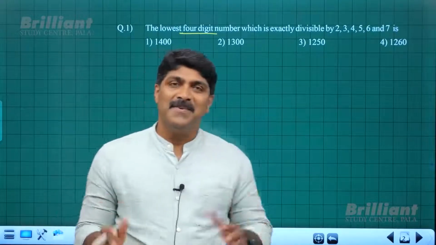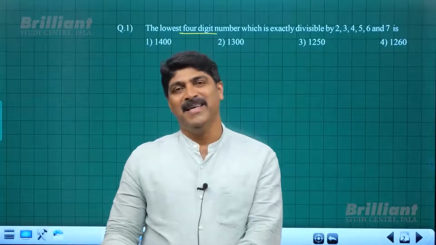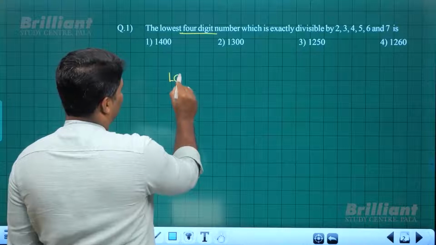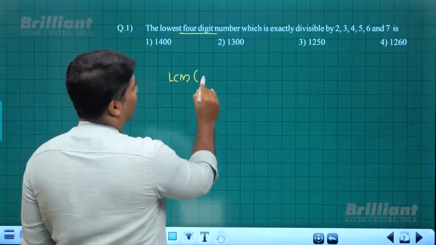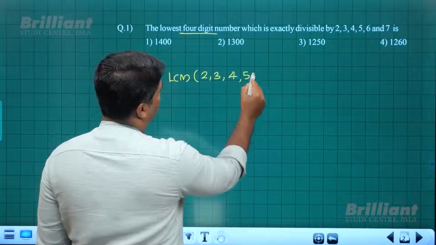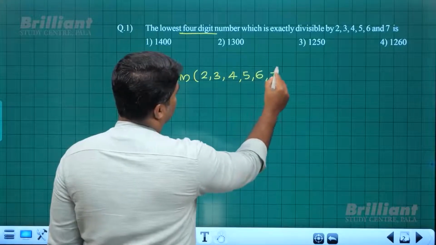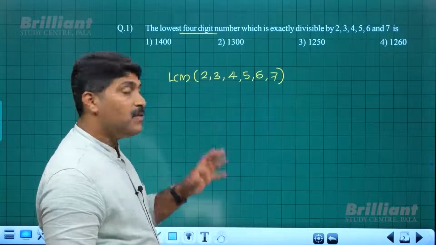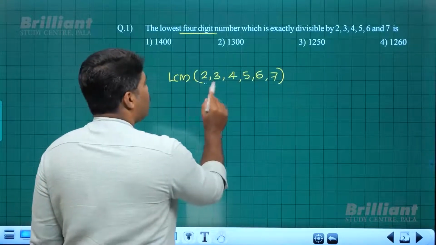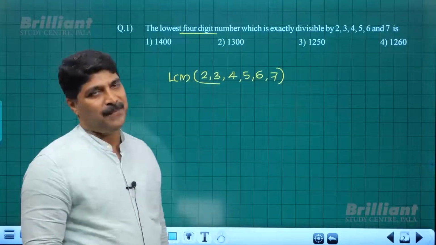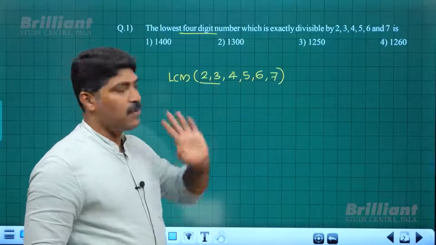First of all, think about which is the lowest number that is divisible by all these numbers. That is nothing but the LCM, the least common multiple, of these values 2, 3, 4, 5, 6, 7. What is the LCM of all these values? While considering the LCM of this whole set, you can avoid 2 and 3 because 6 is a multiple of both 2 and 3. So the rest you have to consider.